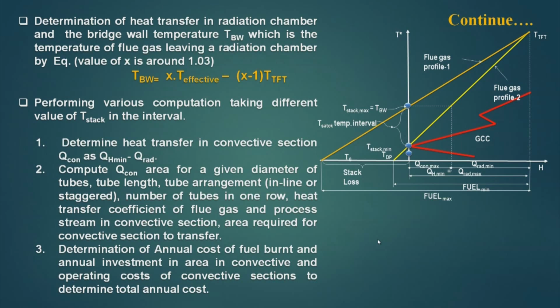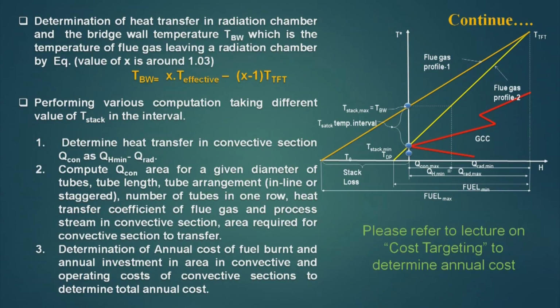Then, for determination of the annual cost of the fuel burnt, we can calculate the amount of fuel required, that is the minimum fuel required from here, and we can do the costing of that fuel. This is fuel minimum. So, fuel cost is known, and from the area in the convection section we can find out the annualized capital cost, and then add them together to find the total cost. Now, please refer to the lecture on cost targeting to determine the annual cost. If you are not able to understand, refer to the lecture on cost targeting, where it is very clearly given how to calculate the TAC, that is total annual cost.